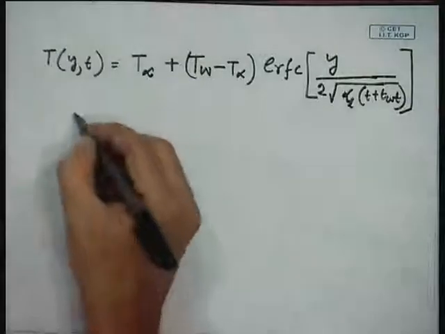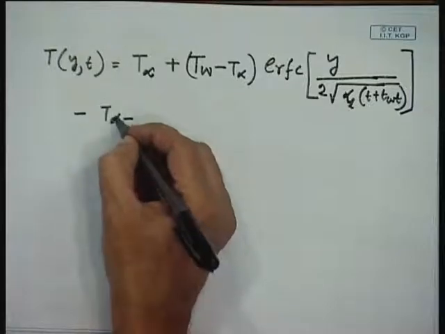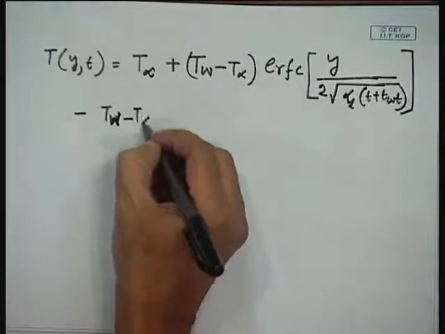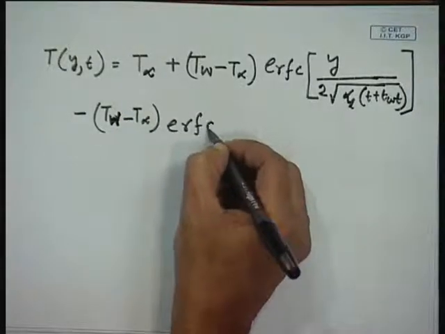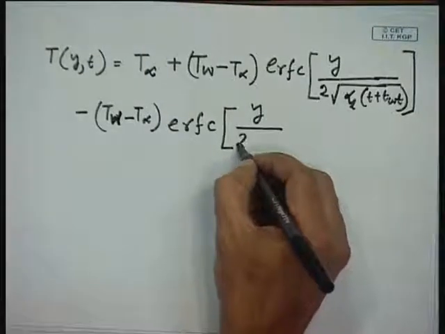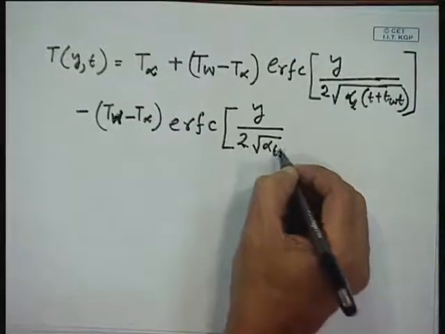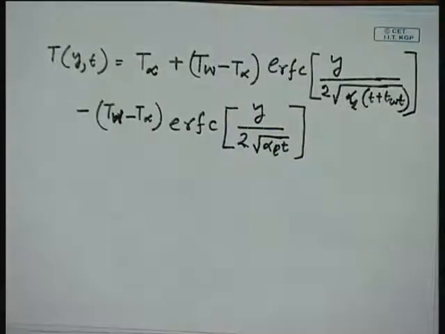Minus T infinity, minus T w minus T infinity, conjugate error function. So, by this particular expression we will get the variation of temperature with respect to time and the direction y.